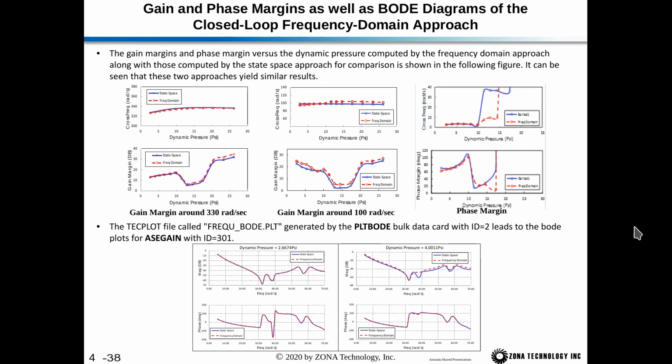Now we'll compare the frequency domain and state space analysis gain margin results here. So the gain margins and phase margins versus dynamic pressure computed by the frequency domain approach compared to the state space approach are shown. These 2 approaches yield similar results, which indicates that we have good RFA parameters. And then next, the PLTBODE results are shown below here.